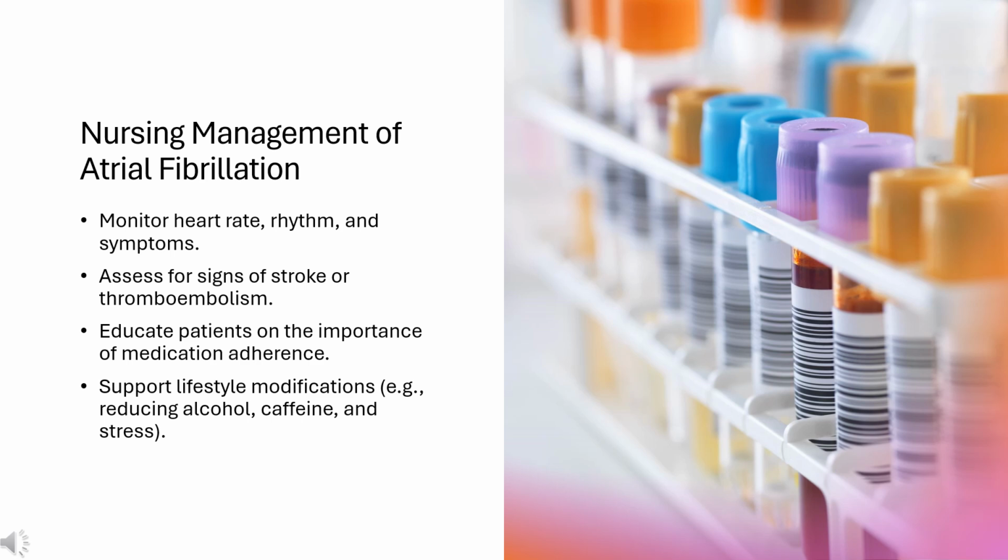Educate patients on the importance of taking their beta blockers, calcium channel blockers, or antiarrhythmics regularly to maintain a stable heart rate and rhythm. Inform patients about possible side effects and when to report them to their healthcare provider. Advise patients to limit their intake of alcohol and caffeine, as both can trigger AFib episodes. Explain how these substances can increase heart rate and promote arrhythmias.